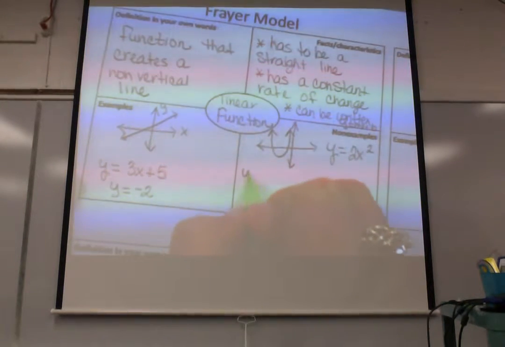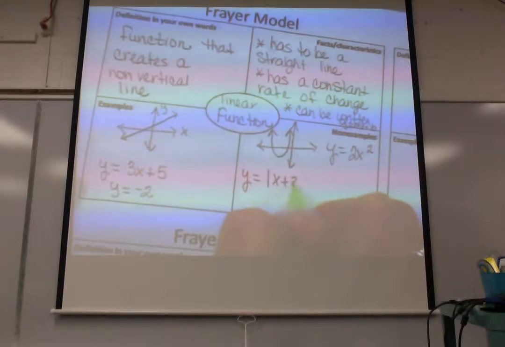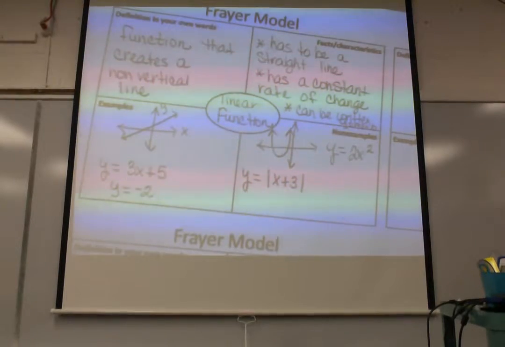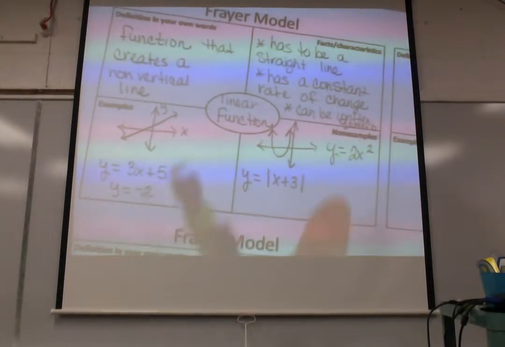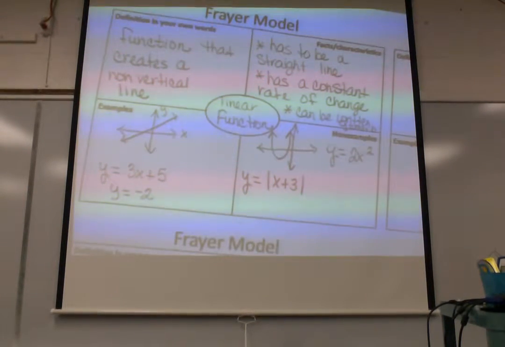Last chapter, we did things, what are these symbols called? Absolute value. Wait, do you want some example or non-example? These are on the non-examples. If you look over here again on my bulletin board, this has absolute value. What does that graph look like? Those are V's. Does that make a straight line? No, so this would be nonlinear.